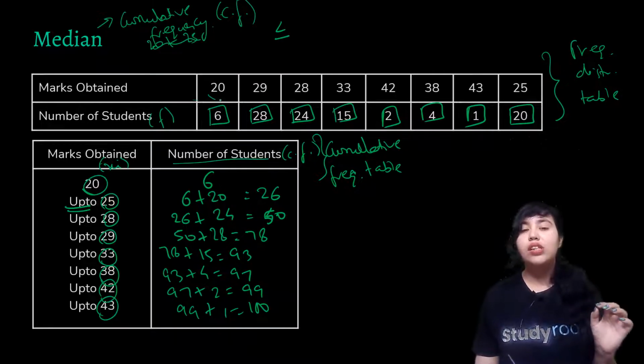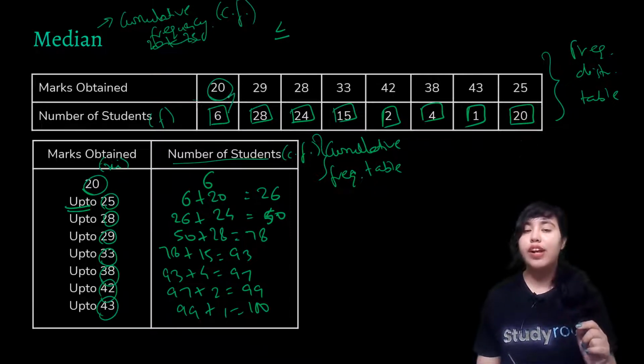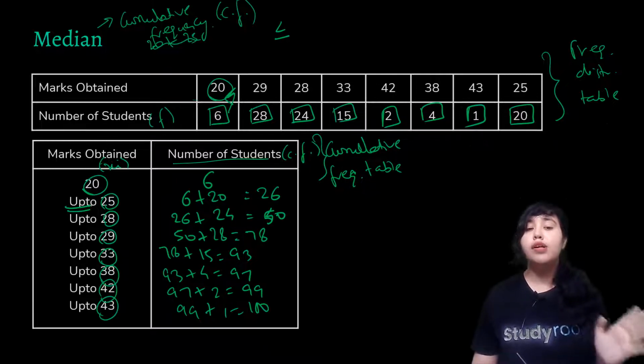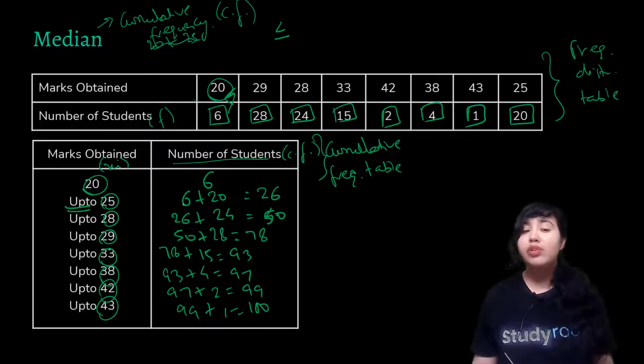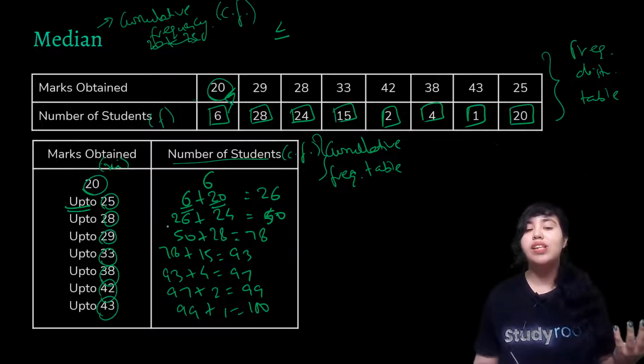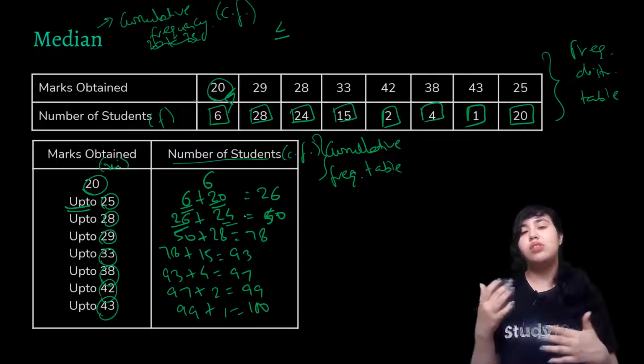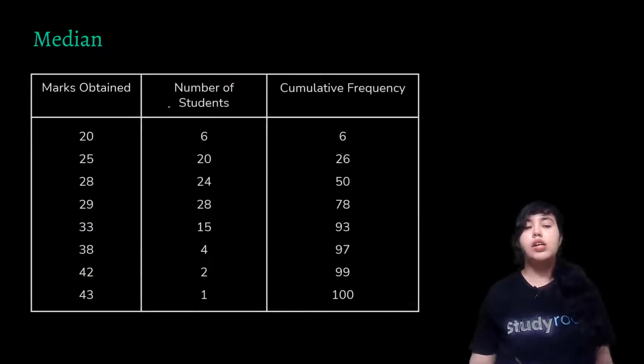So here 6 students got 20 marks. But if we talk about up to 25, we will take the previous frequency 6 and then add the present frequency 20 to get 26. Then up to 28, you will take the previous frequency, which is 26, and add the present frequency 24. So this is the difference between the two frequencies. Okay. So this is your xi, this is your fi, and this is your cumulative frequency.